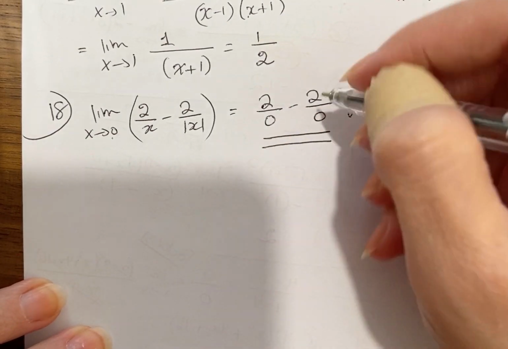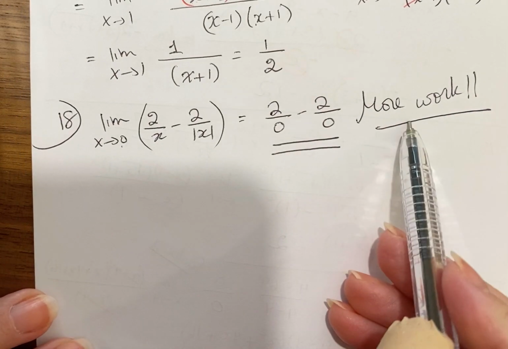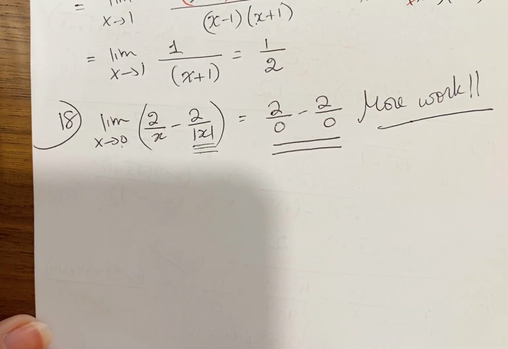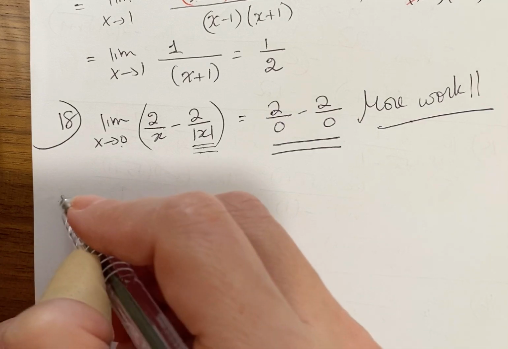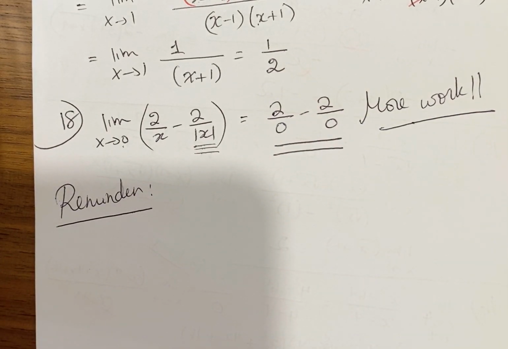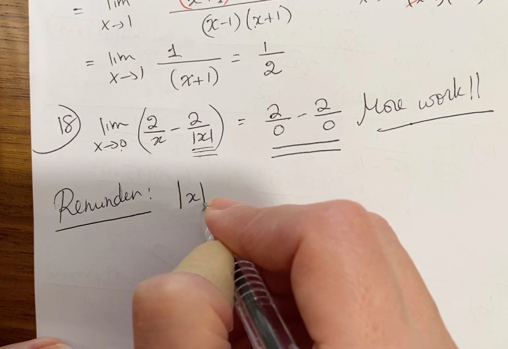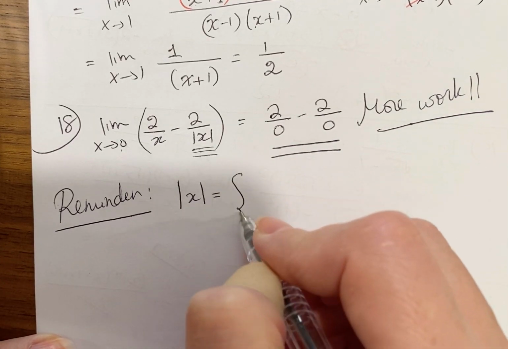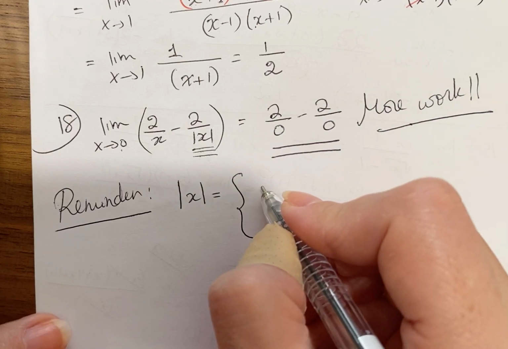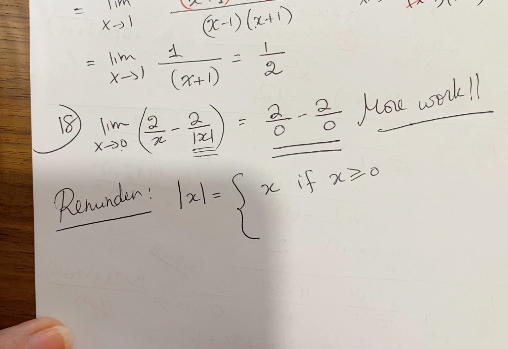Because this is indeterminate. I don't know what it is. So in order to do more work here, I cannot miss that this is a very special kind of problem. What do we have here? An absolute value. This brings for us, who can remind me how the absolute value function works? The absolute value function of x is a piecewise function. It's made of 2 pieces.